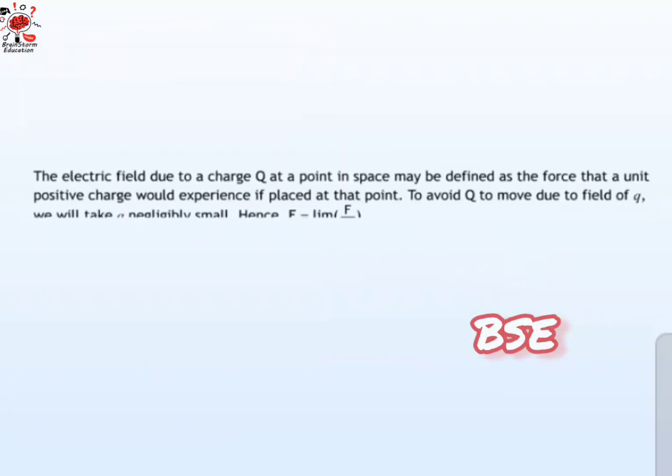The electric field due to a charge capital Q at a point in space may be defined as the force that a unit positive charge would experience if placed at that point. To avoid capital Q moving due to the field of small q, we will take small q to be negligibly small. Hence, E is equal to the limit of F by q.